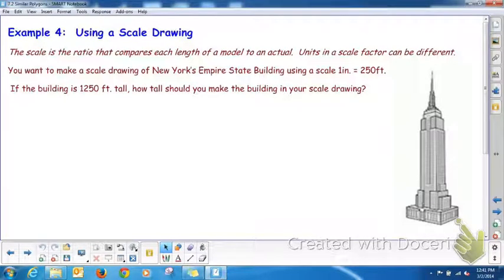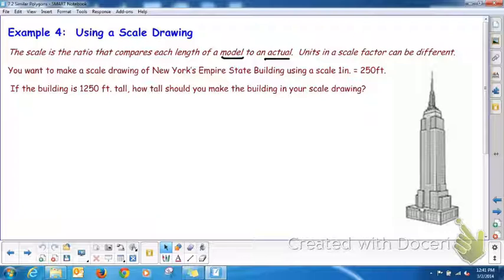So similarity, a real-life application of that is a scale drawing. The scale is the ratio that compares each length of a model to an actual. You might remember we did a little of this last year in algebra. Units in a scale factor can be different as long as you put them in the same place. If you're putting model over actual, then in your other ratio, you have to put model over actual. So you can have inches over feet in this situation.